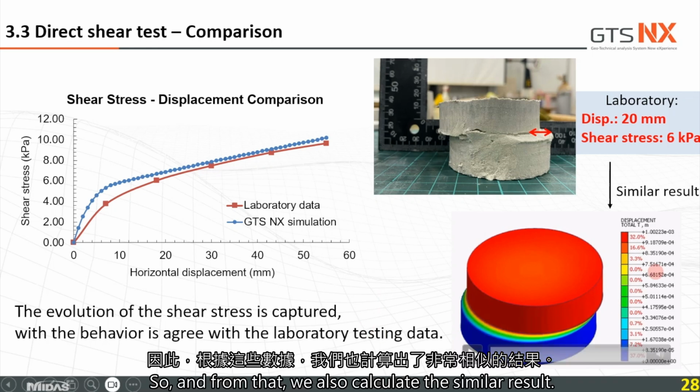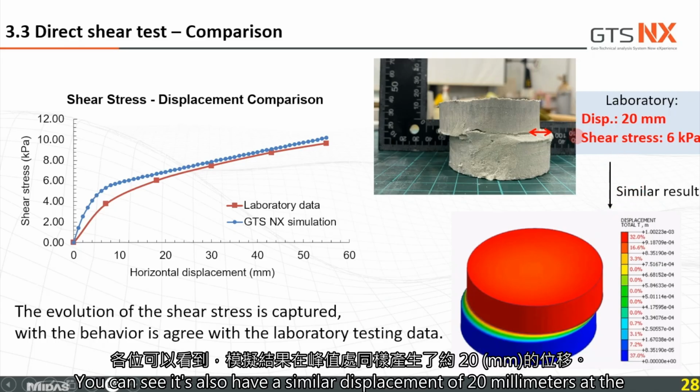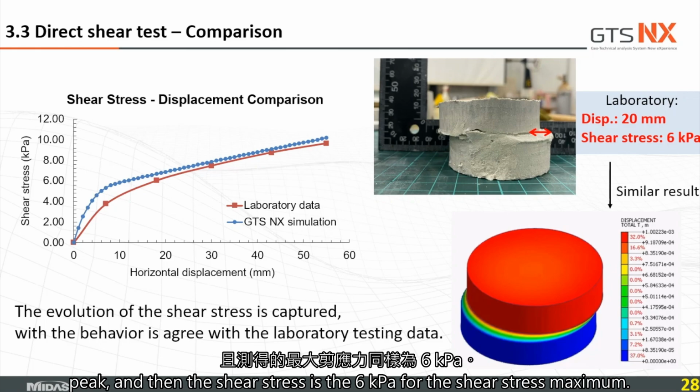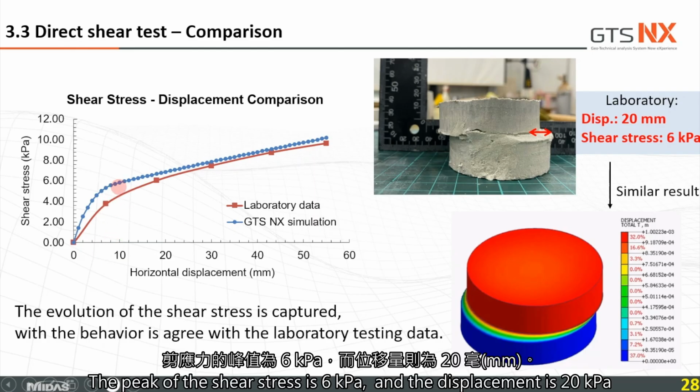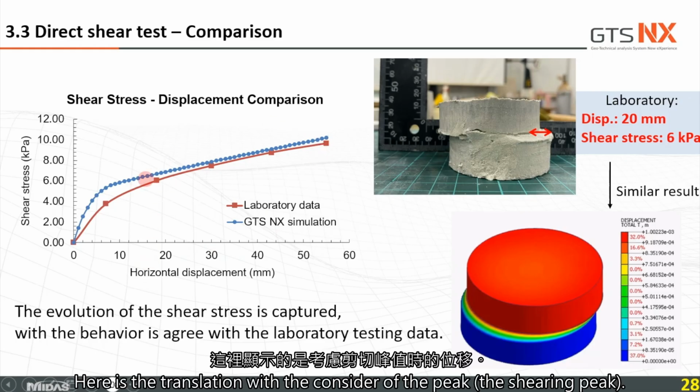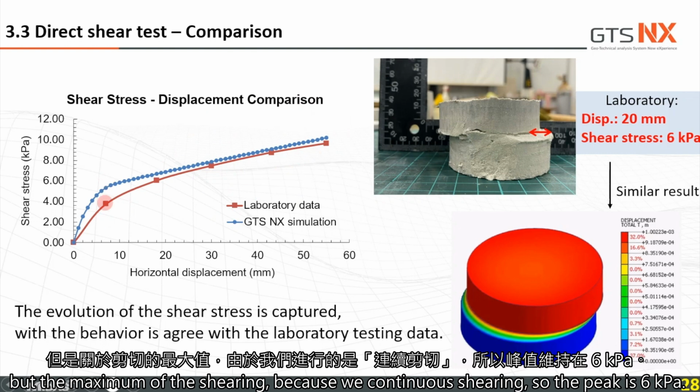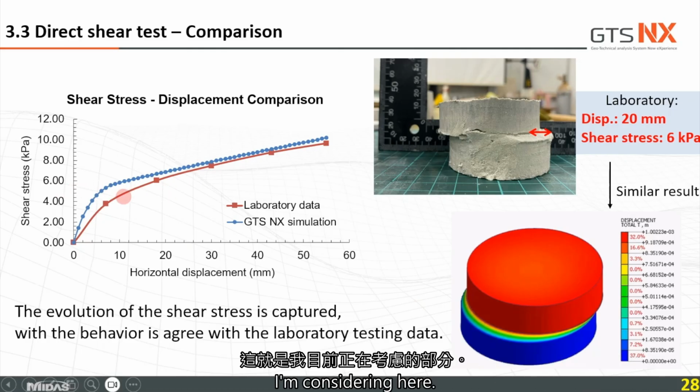From that, we also calculate the similar result. You can see it also has a similar displacement of 20 millimeters at the peak, and the maximum shear stress is 6 kilopascal. The peak of the shear stress is 6 kilopascal and the displacement is 20 millimeters. Because we continue shearing, the peak of 6 kilopascal is what is considered here.